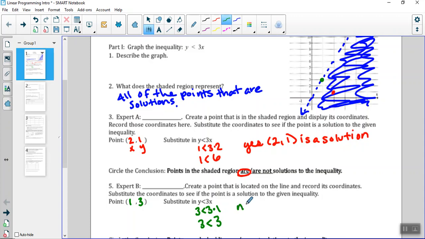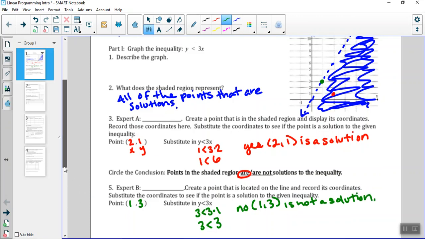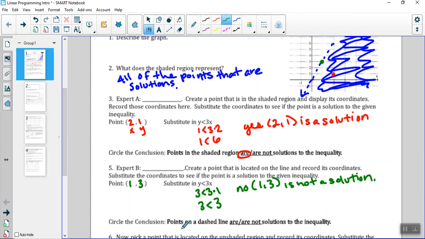So I'm going to say no. 1 comma 3 is not a solution. And down here, points on the dashed line are not solutions to the inequality.